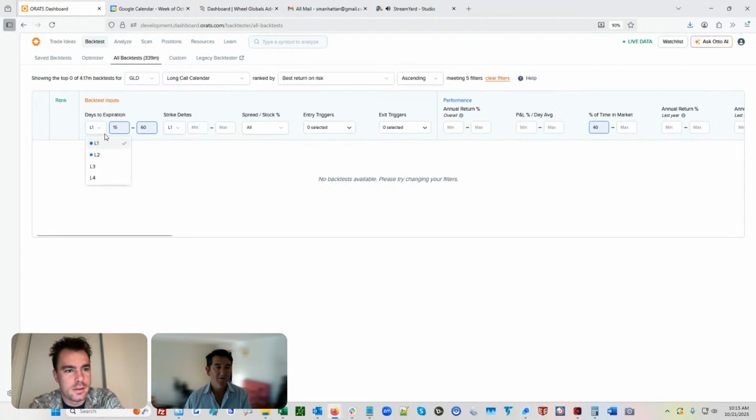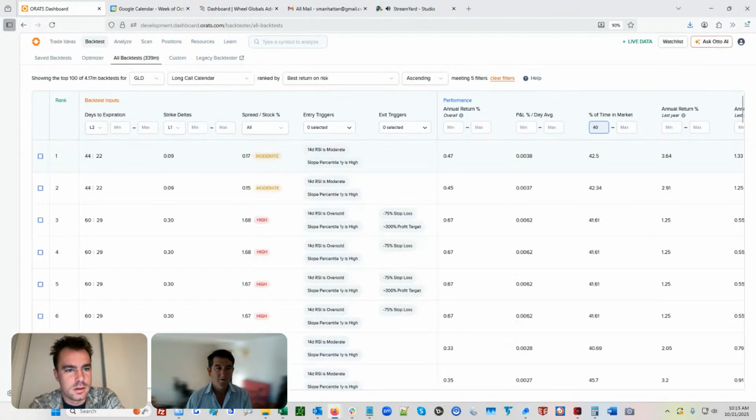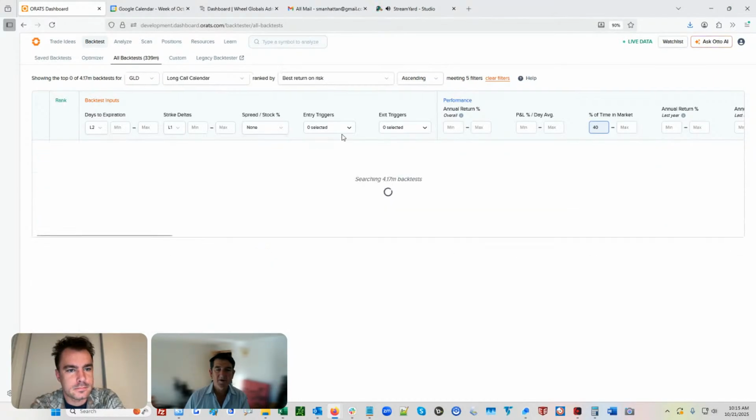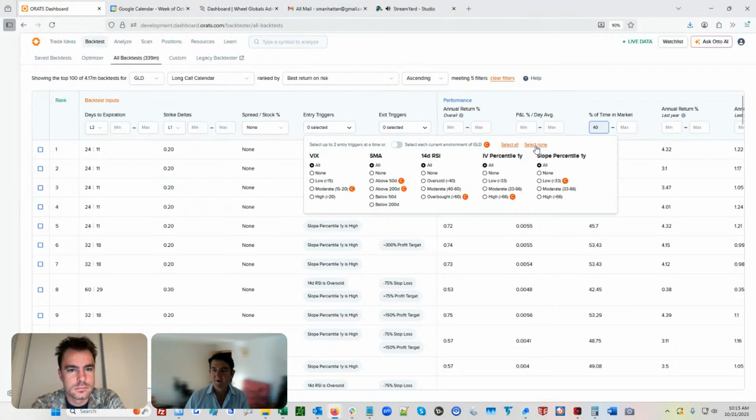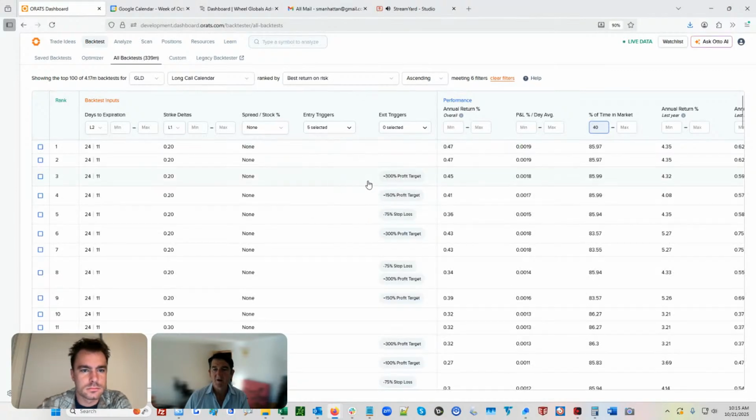Maybe this is too tight. Maybe that's just not working well. What if you don't set anything for leg 2? Yeah, so here it is right here, 60 to 90. So then we could take out the spread and the stock and take out the entry indicators to just get the raw tests that we're looking for here.